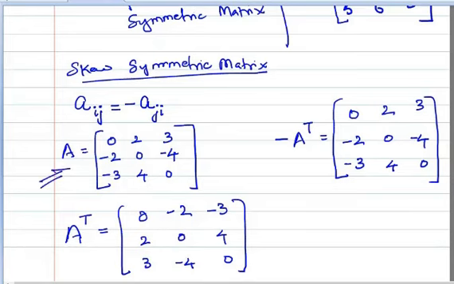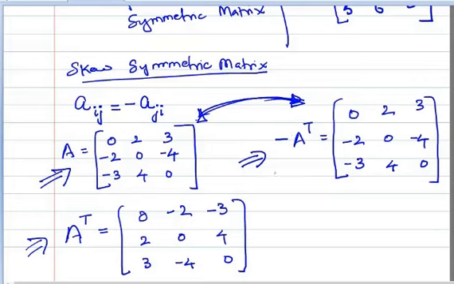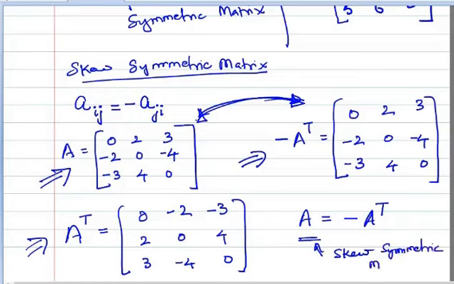So first, matrix A is there. From this matrix A, I am finding the transpose of matrix A. Then I am finding the minus of the transpose of matrix A. Now if you compare these two matrices, A and the minus of the transpose of matrix A, both are the same. So if A is equal to minus of the transpose of matrix A, then A is called a skew symmetric matrix.